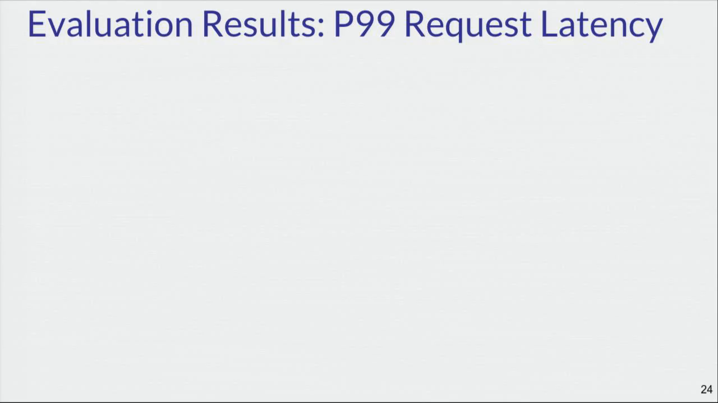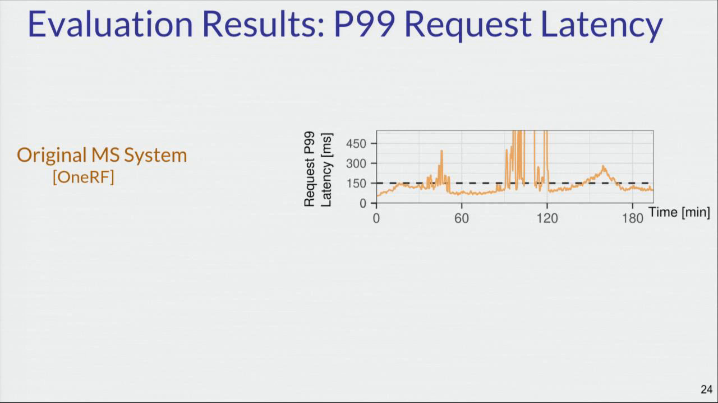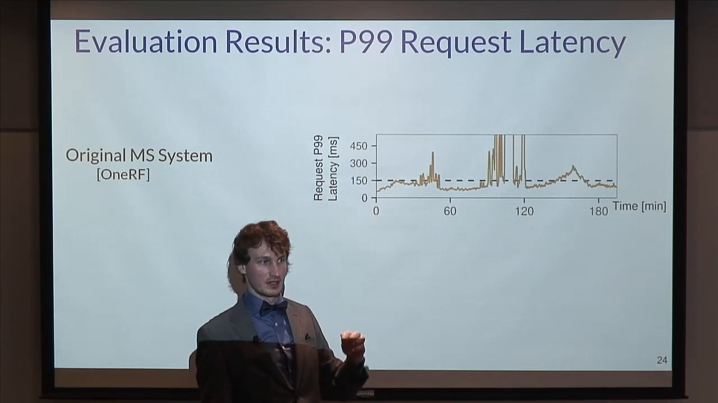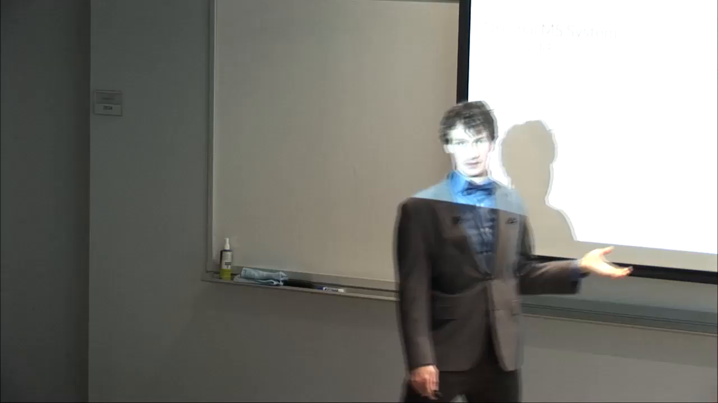Okay? Good. Now, in our evaluation, we basically start with the original system that people use at Microsoft, which is called the One Rendering Framework. And we measure the request P99 latency in that over several hours in our experiment. So I added this dashed line at 150 milliseconds because that's our latency goal. And as you can see here, whenever one of those latency spikes occurs in the backends, we also have a latency spike in the request P99. And you frequently violate that latency goal. So overall, this meets the latency goal only about 70% of the time on that day.